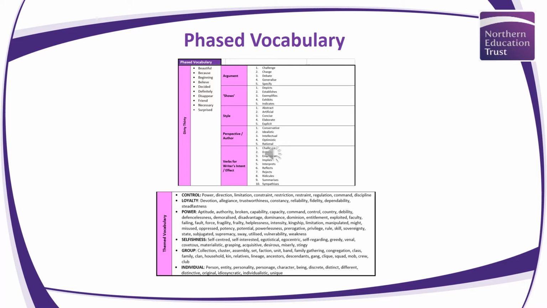And you'll see how this is something that we keep revisiting constantly. So again, it's a variation of the concepts that we've looked at previously. So for example, thinking about control, also loyalty, power, selfishness, group, and the individual, and those are all clearly linked into the scheme of work of poetry over time.